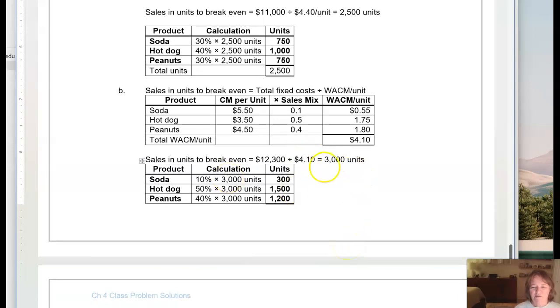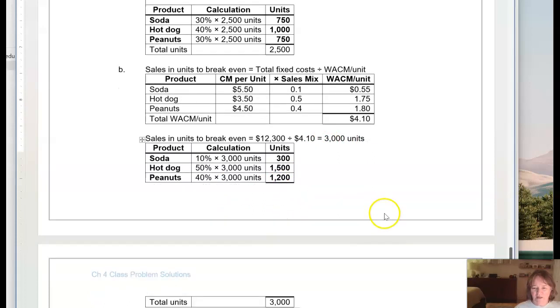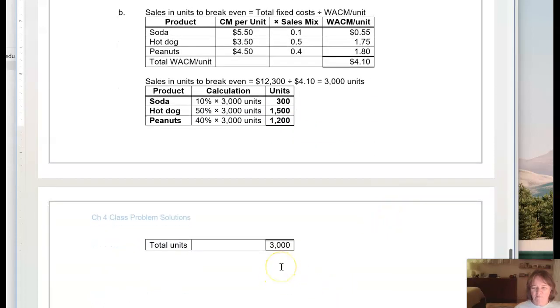Okay, so let's see now. So now the sales in units to break even, our new fixed costs are 12,300 divided by the 4.10 is 3,000 units. Okay, so sodas, I would sell 10% of the 3,000, which would be 300. 50% of the 3,000 would be hot dogs, 1,500, and 40% of the 3,000 would be peanuts, 1,200. Okay, and there's our total units of 3,000.